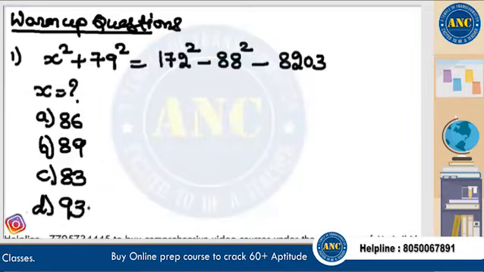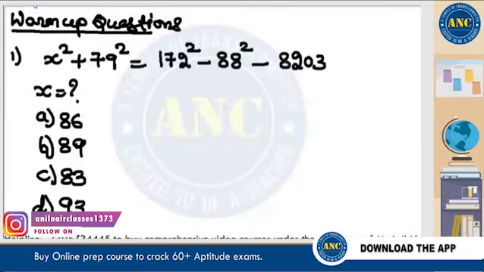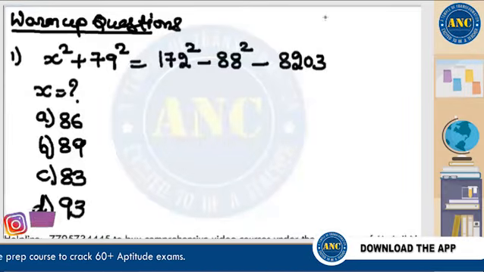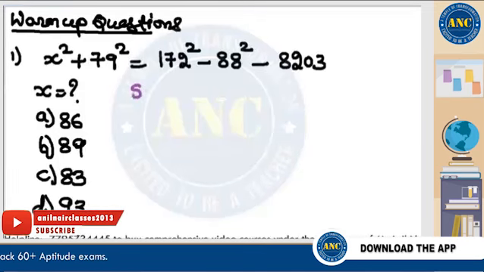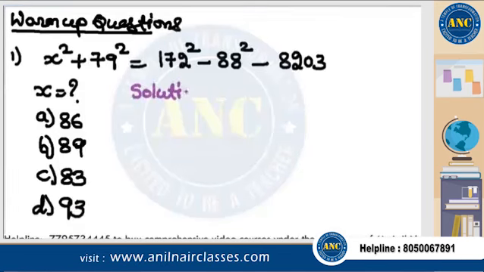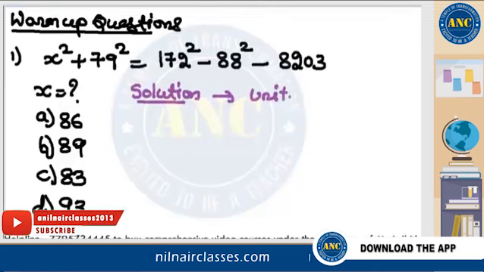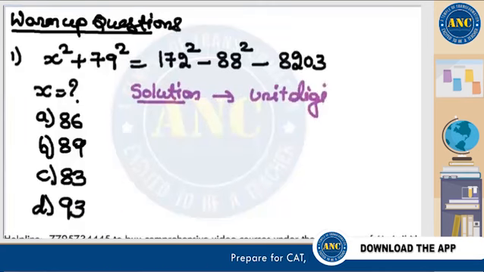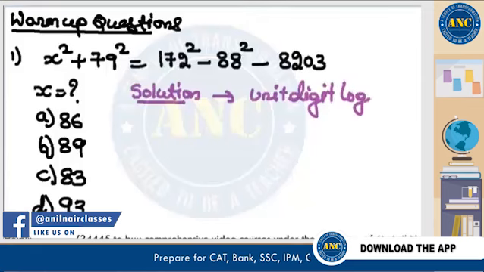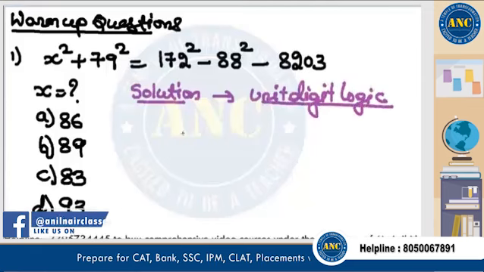One is a traditional method. How students solve is, they will find the squares and subtract. Solution: the best way to solve this problem is by using unit digit logic. This is an original competitive exam question.